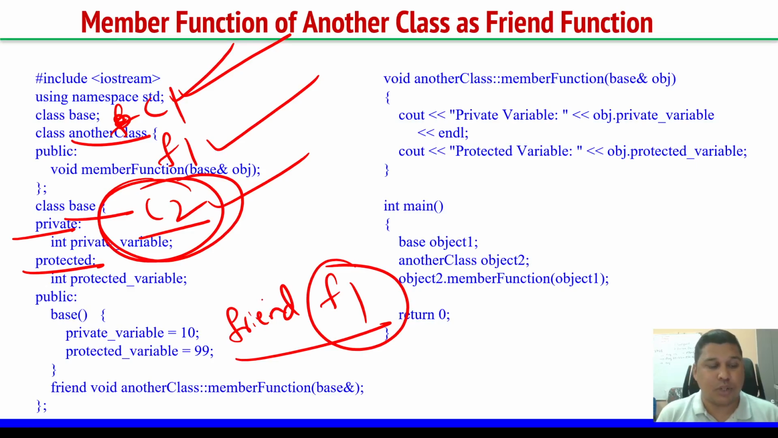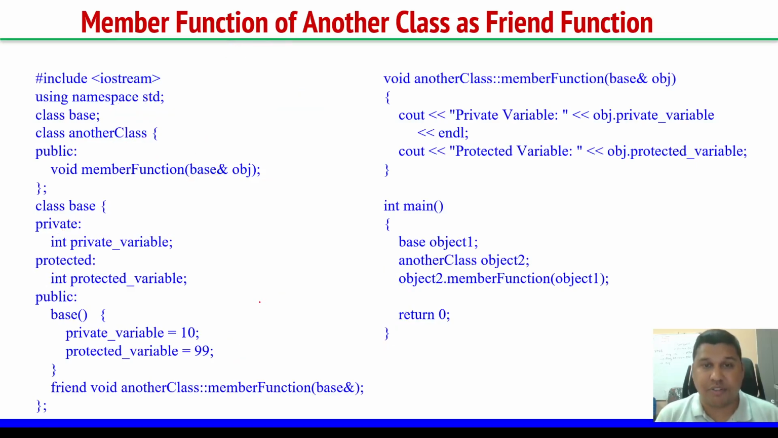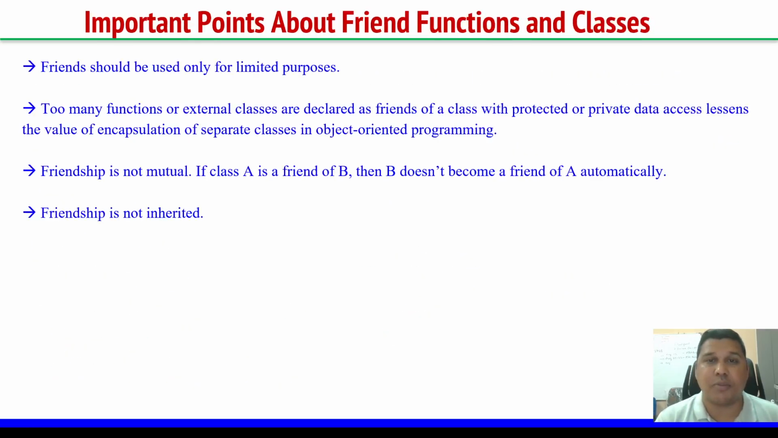Okay, this is about the friend class and friend function. Let us see some important points about friend class and friend functions. Friends should be used only for limited purpose. Maybe your questions might be answered with these important points. Friends should be for limited purpose only.